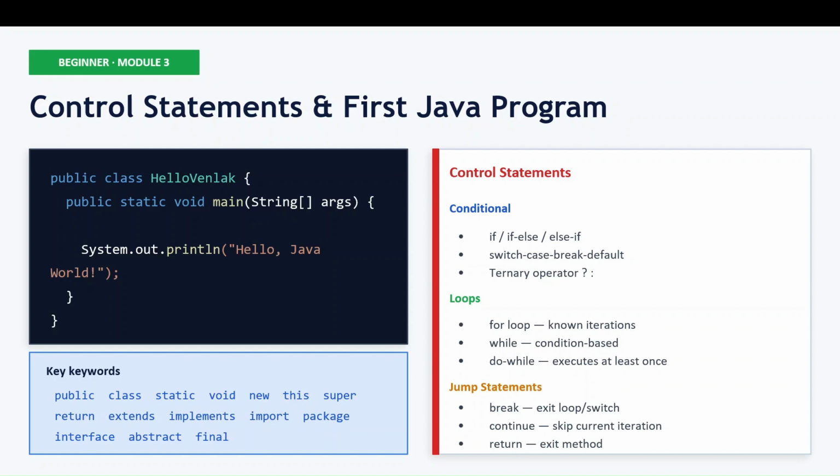Then we have the return statement. Return is nothing but an exit point of your method. When you say return, that will exit the method from your program. So this is about the control statements and the first Java program.